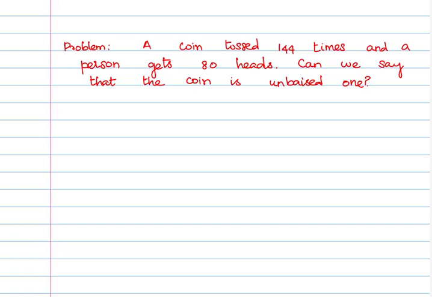This is our first problem. A coin is tossed 144 times and a person gets 80 heads. Can we say that the coin is unbiased? First I want to write what is given. n equal to 144, because the number of tosses is 144. The number of successes is 80, so x equals 80.